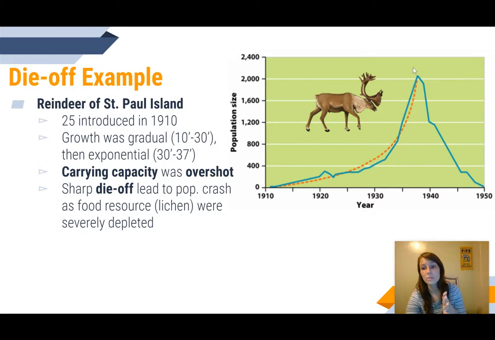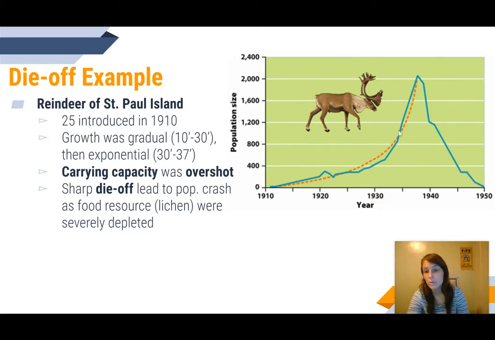And because it was overshot so badly, it completely crashed to almost 0 individuals. There were technically like 8 of them left in about 1950, but the majority of them died off. And this is because reindeer feed on lichen during the winter, because that's one of the only types of foods that they can eat that's available in the cold months. And lichen grows really slowly.